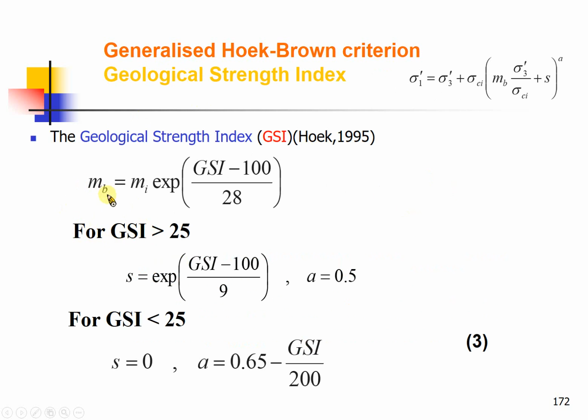Here, which shows you here, mb will be a function of the lithology and GSI. The s will be a function of GSI. So you can determine the failure envelope of the rock mass easily. Okay?